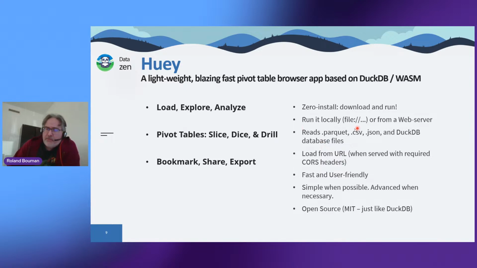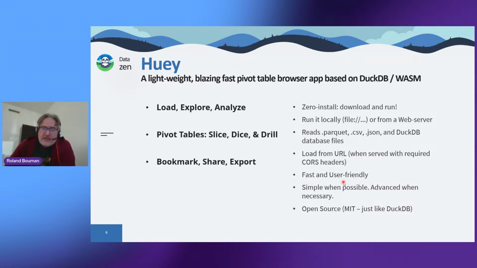You can run it locally, just from your local file system, or if you want to, you can deploy it on a web server. It's just like DuckDB. It supports Parquet, CSV, and JSON, and I recently added Excel, which is still experimental. You can load data from URLs, and then it requires that the URL is served from a server that passes the right CORS headers, because it's still a browser app, so you still have to deal with all the same origin policy and that kind of stuff.